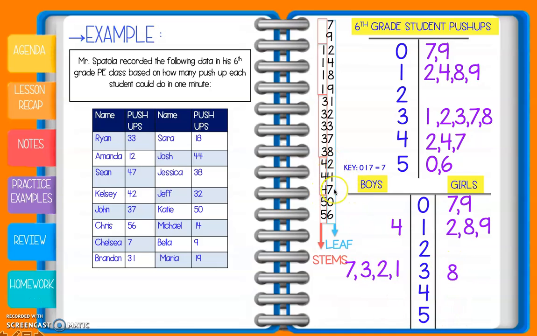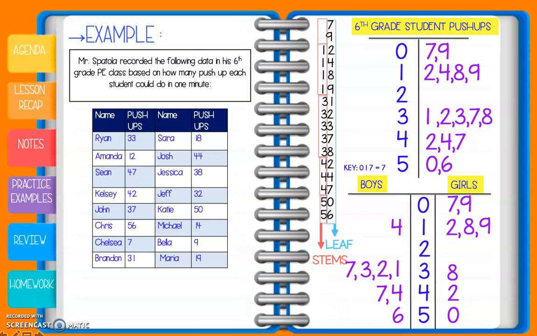Now let's look at our 40s. 42 was for Kelsey, that's a girl. So we're going to come over here, put it on the girls' side. A 44 for Josh, that's going to go on the boys' side. A 47 for Sean, so it's going to go on the boys' side. And then let's look at our 50s. I've got a 50 for Katie, that's a girl. She's going to go on this side. And then a 56 for Chris. So that's going to go over here on the boys' side.